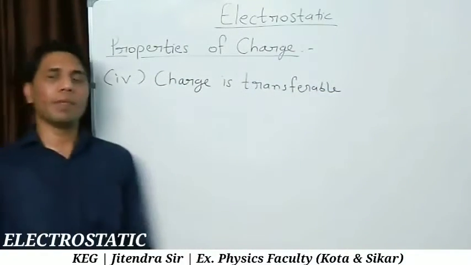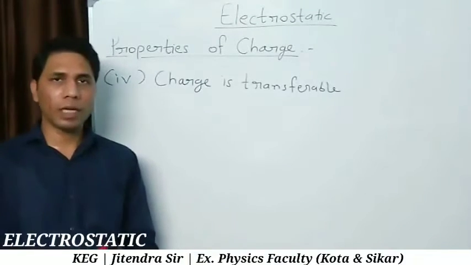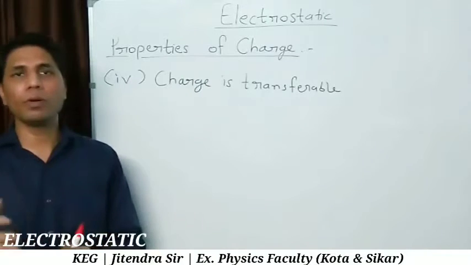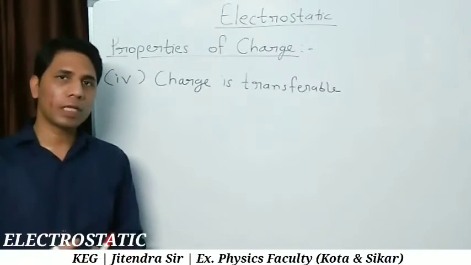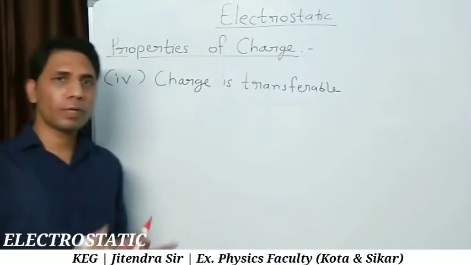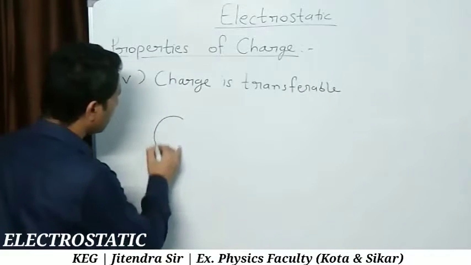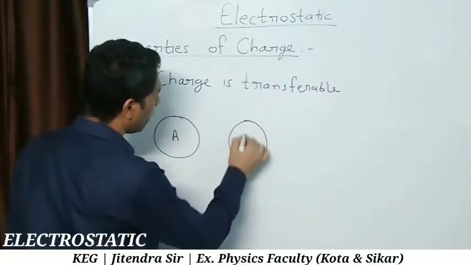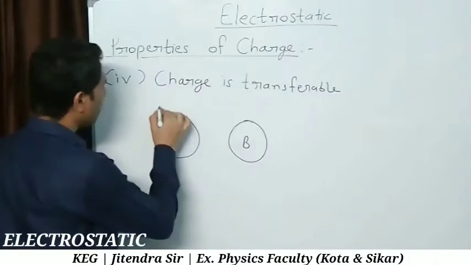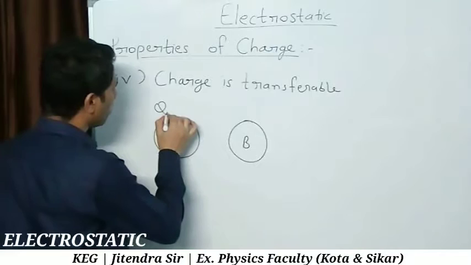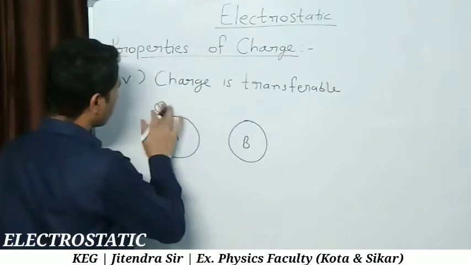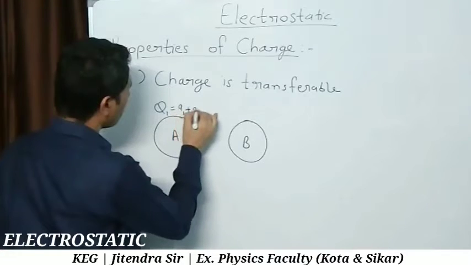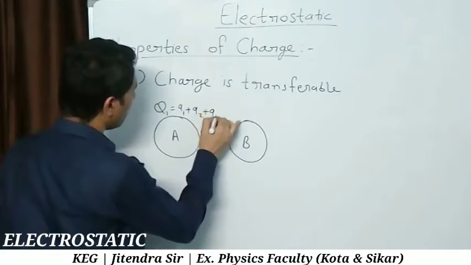Charge is transferable. That means you can transfer the charge from one body to another. To understand it, we can see here, this is the body A and this is the body B. Suppose this body having the charge Q1 and the value of Q1 is Q1 plus Q2 plus Q3.